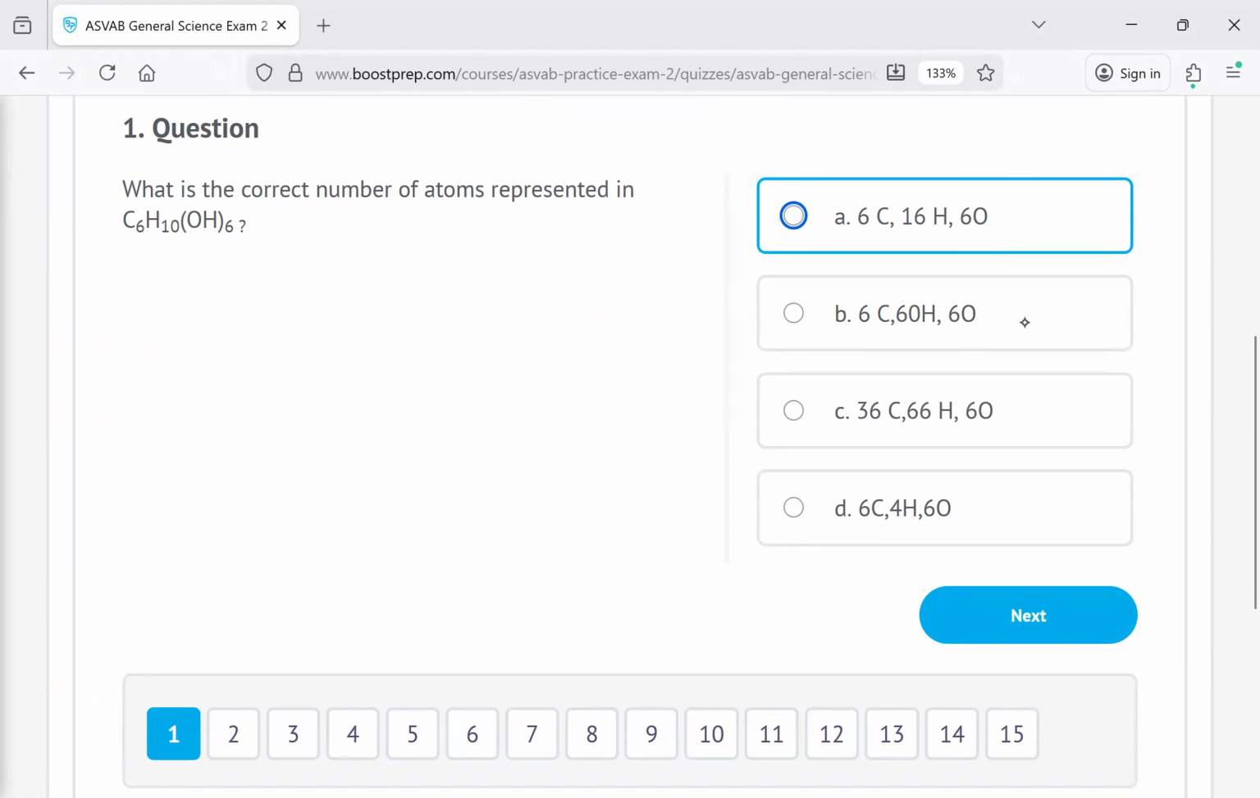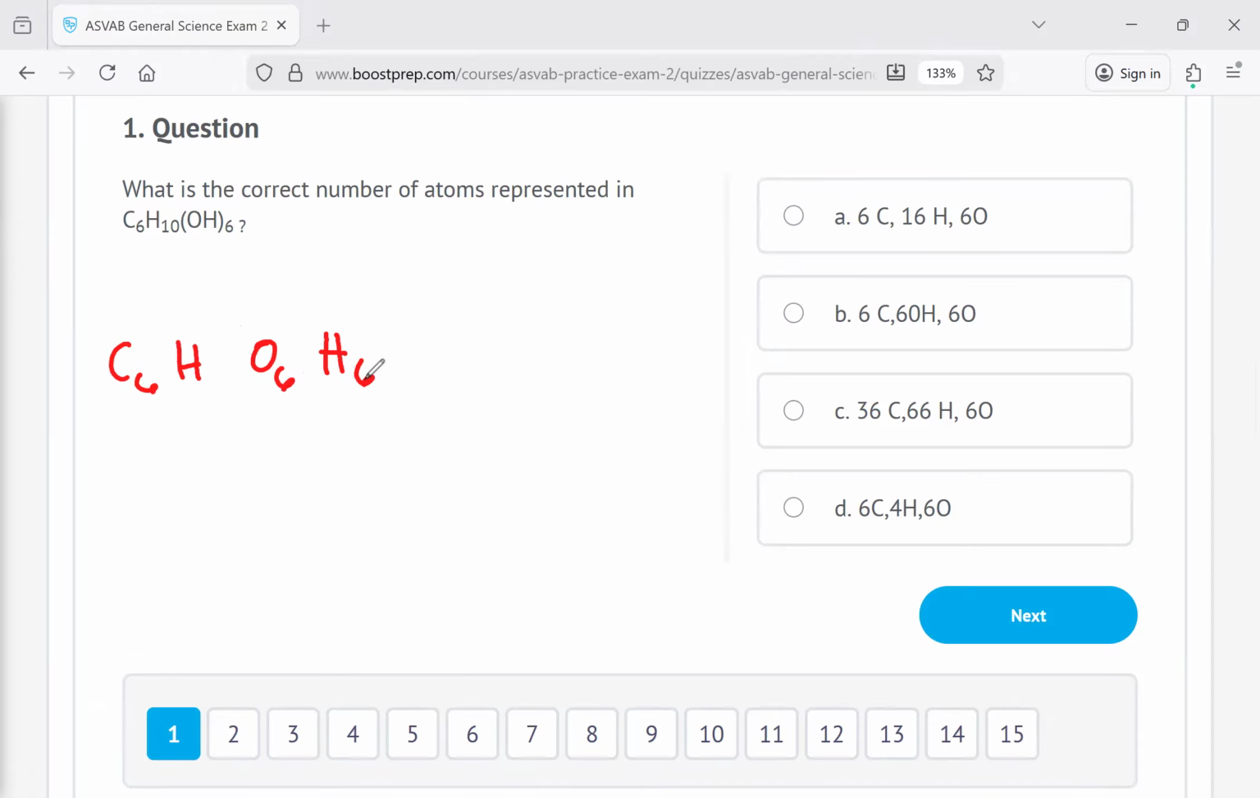Question 1. What is the correct number of atoms represented in this chemical? So we have C6, H10, and then you have OH, and there's six of them. So what you've got to do is, these are subscripts. C has 6, H has 10, and if you distribute this subscript, this is going to be O6 and then H6, right? So there's six carbons.